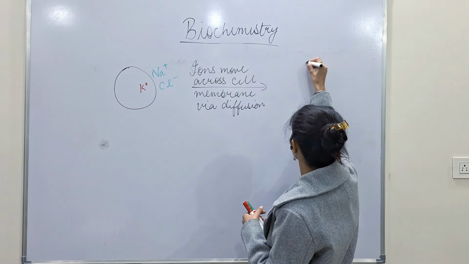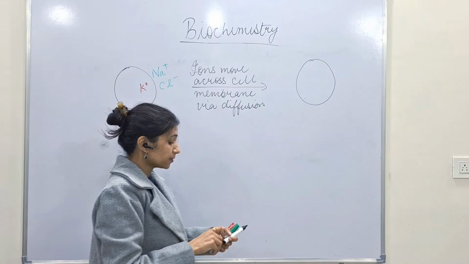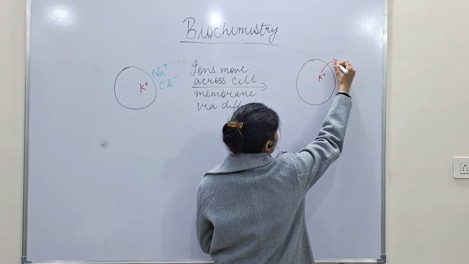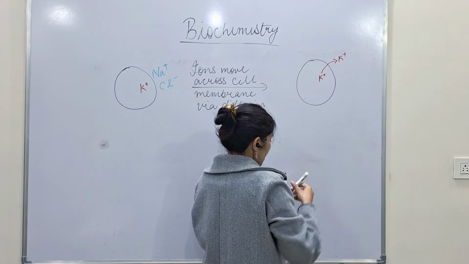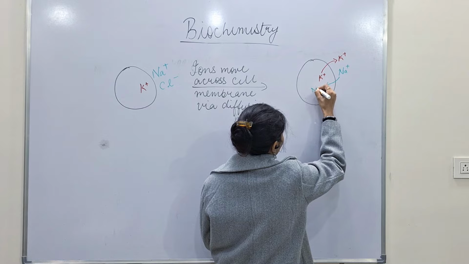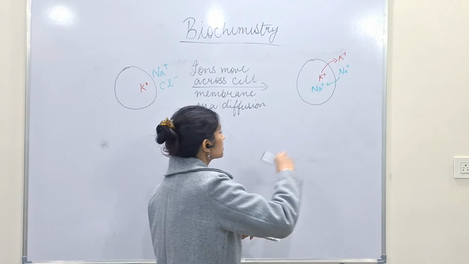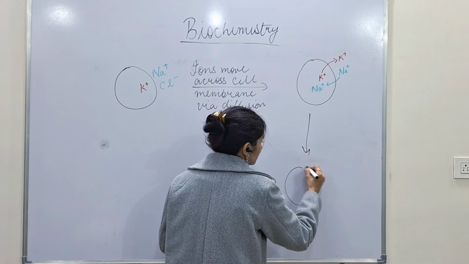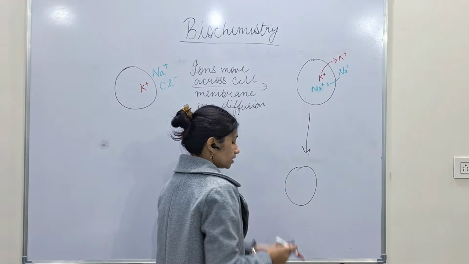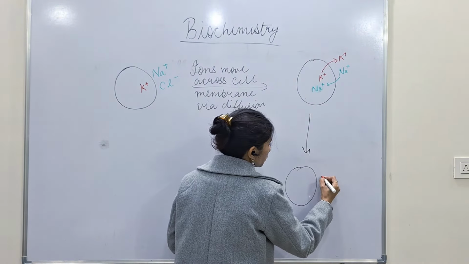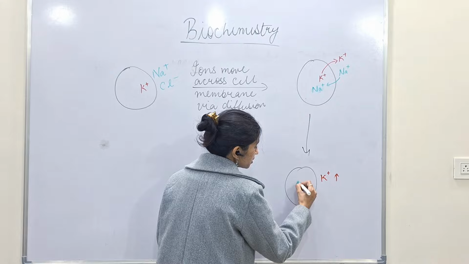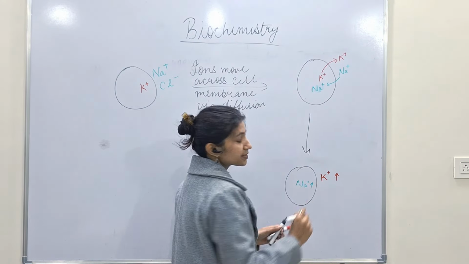Now here what will happen? Again, this is our cell. The potassium ions, which are inside, will move outside the cell like this, and the sodium ions, which are present outside, will move inside the cell like this. Now after some time, what happens? The concentration of potassium ions becomes higher outside the cell, whereas the concentration of sodium ions becomes higher inside the cell.